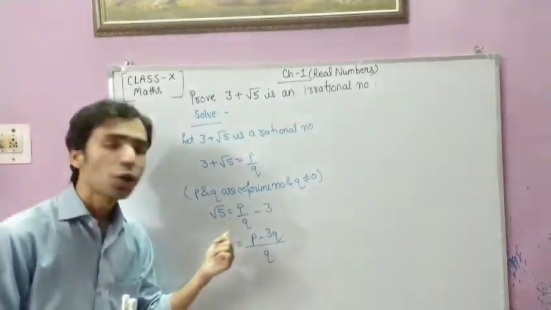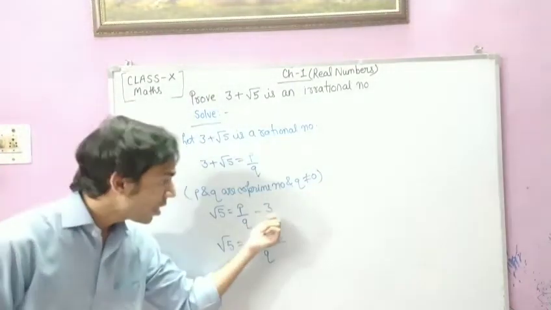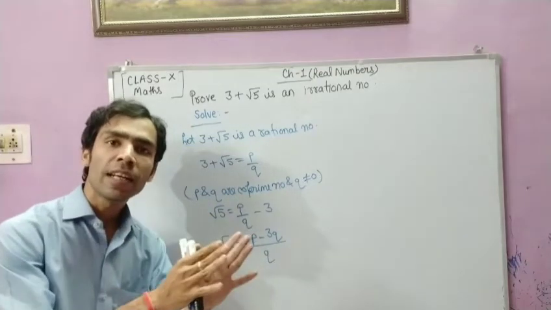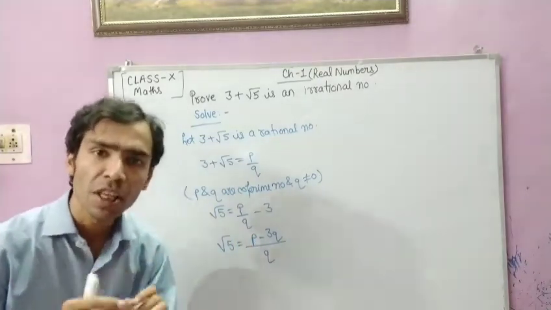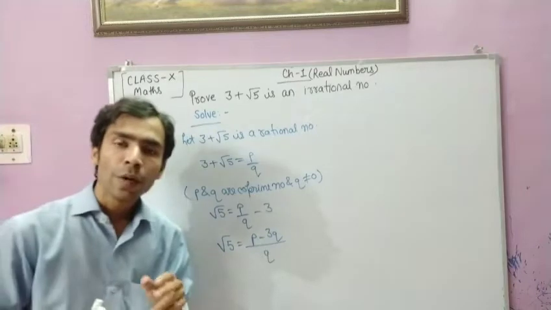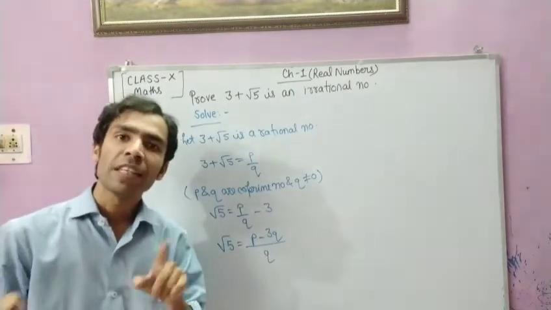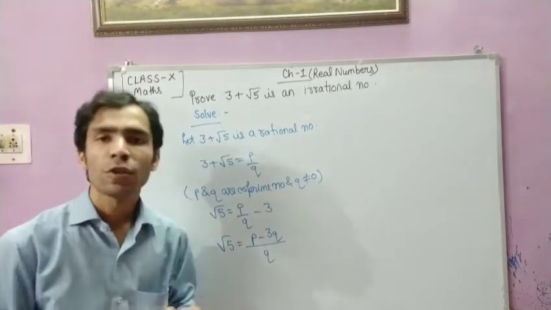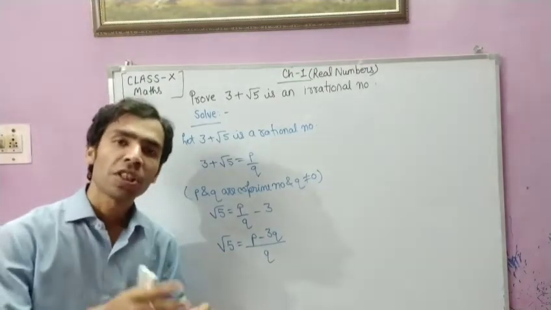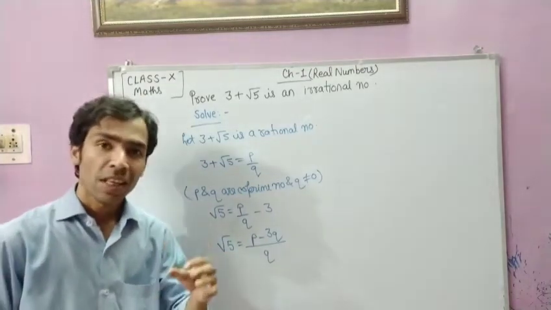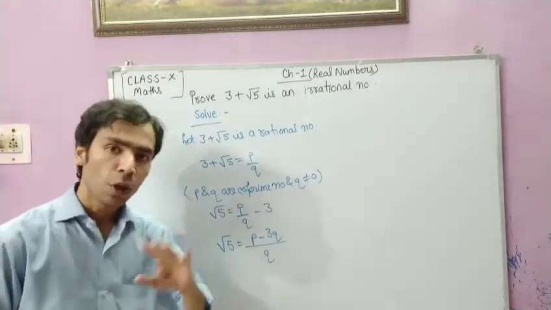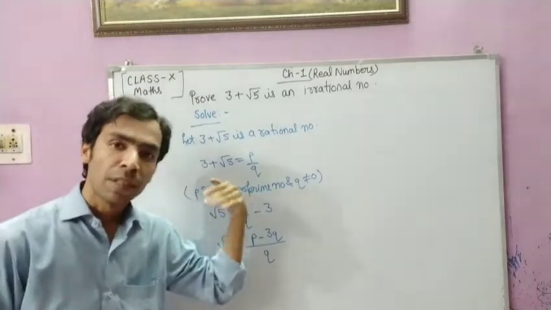And if p upon q was rational and 3 is also a rational, so we know that the difference of rational and rational is always a rational number. Suppose you have two rational numbers, so their difference will also be a rational number, their addition is also a rational number, their multiplication is also a rational number, their division is also a rational number, by the closure property. We all studied this property in previous classes.